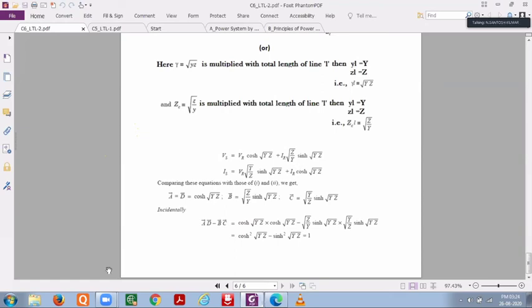Again here also we have checked the conditions: A equal to D, and AD minus BC is equal to 1. So with this your long transmission line concept is done. If you have any doubt, please ask me right now, or you can WhatsApp me later, or call me. But if you want to ask, you can ask me now. Yes, please, any doubt?